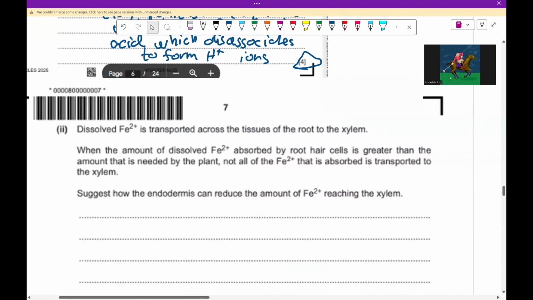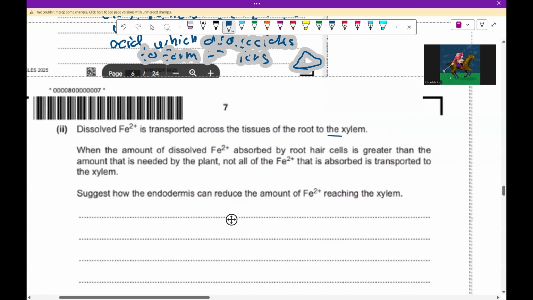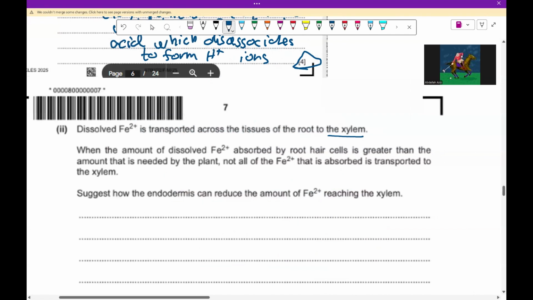Dissolved Fe2 plus is transported across the tissues of the root to the xylem. When the amount of dissolved Fe2 plus absorbed by root hair cell is greater than the amount that is needed by the plant, not all the Fe2 plus that is absorbed is transported to the xylem.